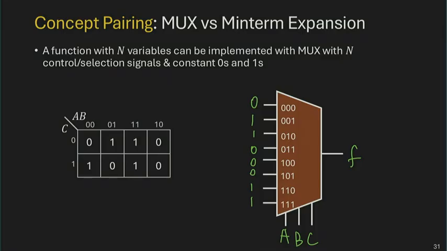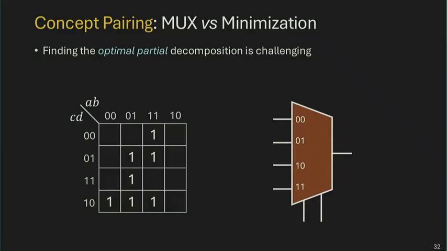Right. After enough decomposition, the function does not depend on any of these variables anymore because they have already been decomposed. So you're just going to put down a bunch of constant zeros and ones to construct the function. A way to implement a min-term expansion directly without any Boolean algebra. All right, so that's the relationship between mux and min-term expansion.